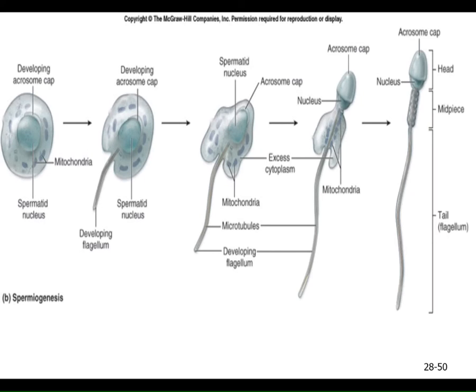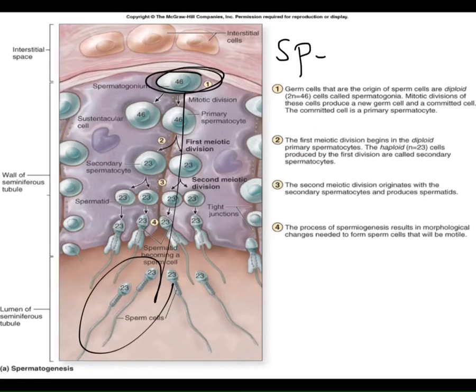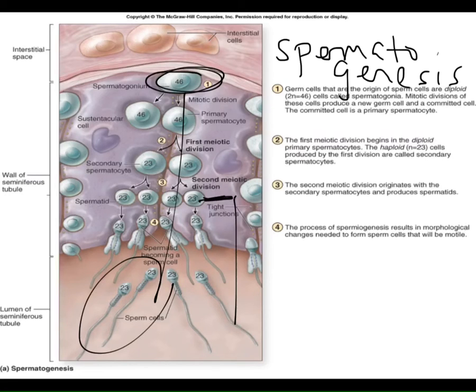You also saw this. I should go back: this entire process of making sperm, from spermatogonium all the way through to sperm, is spermatogenesis. Okay, so that's a word we know. Spermatogenesis. And then within that, from here to here, just this subset of spermatogenesis, is called spermiogenesis.